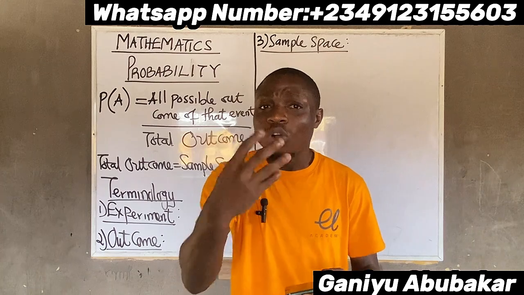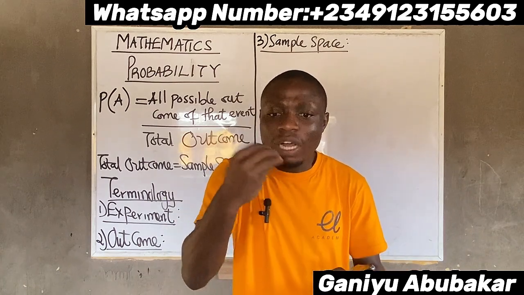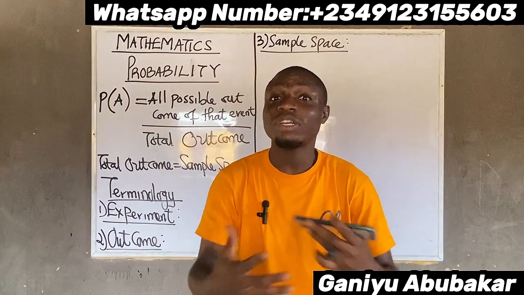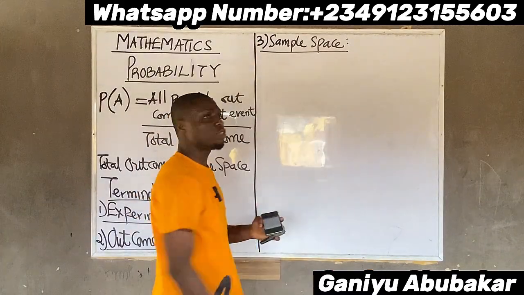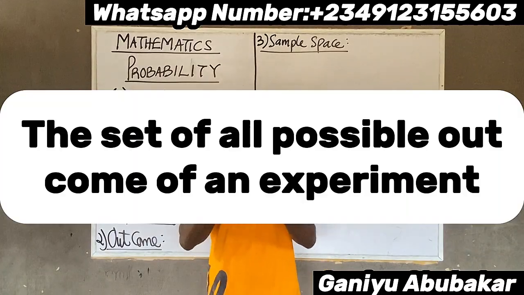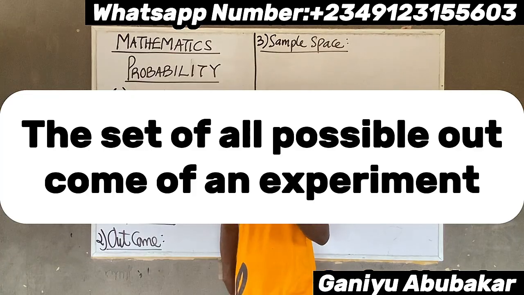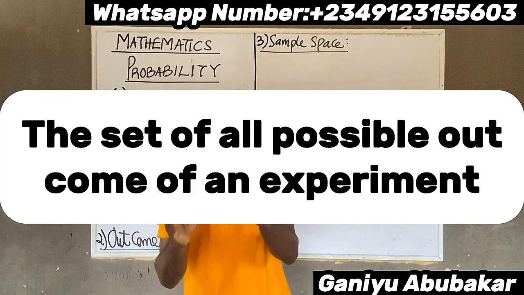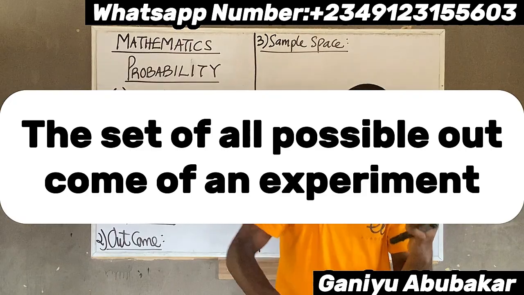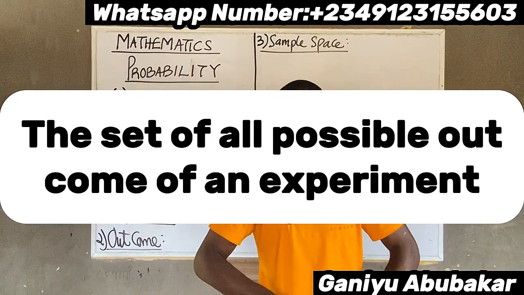Read it, call it out, define it, and don't just read it with your mind. Pronounce it out, read it so that your ear and your body can sense what you are saying. Sample space, definition, please. The set of all possible outcomes of an experiment. That's sample space.